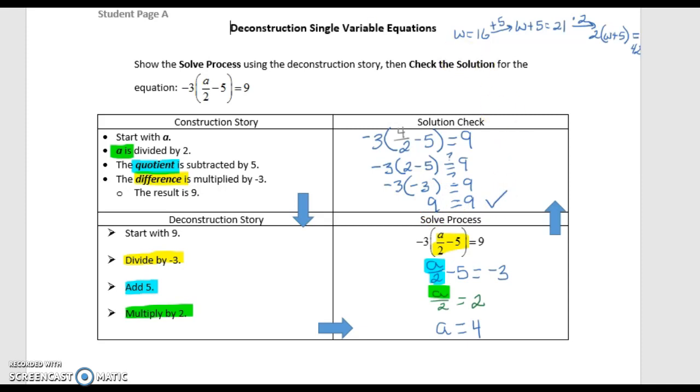I also want to point out here that this value of 2 sits right here. This value of -3 sits right here, and the value of 9 sits right here. We're starting with 4, which started our whole checking process.